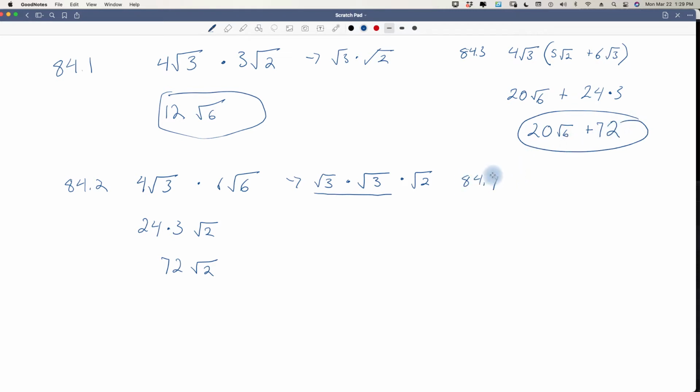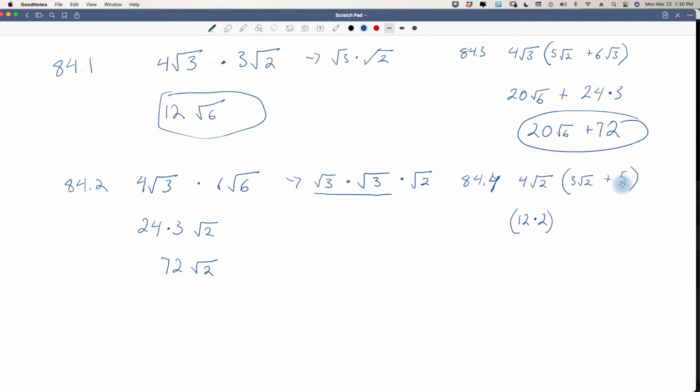84.4 is our last one. And we are asked to simplify 4 times the square root of 2. And we distribute again 3 times the square root of 2 plus 5. So 4 times 3 is 12. And the square root of 2 times the square root of 2, well, those two match up and become a factor. So now we have times 2.